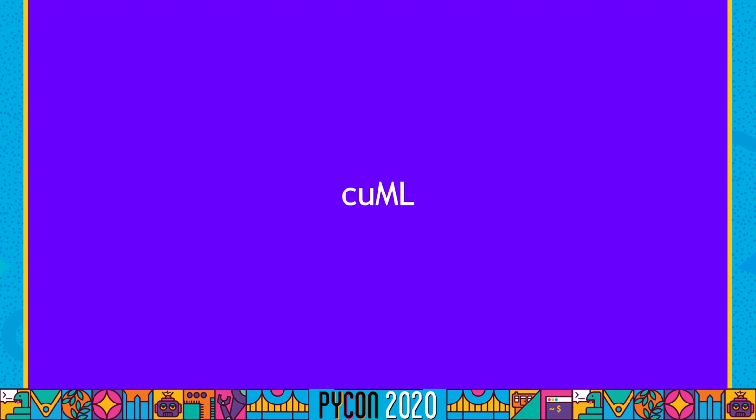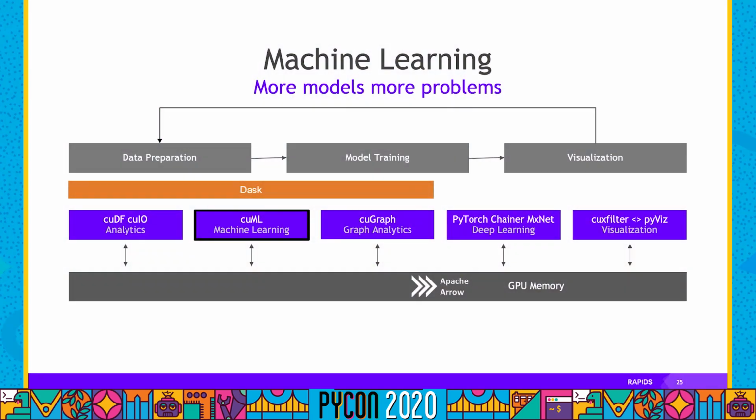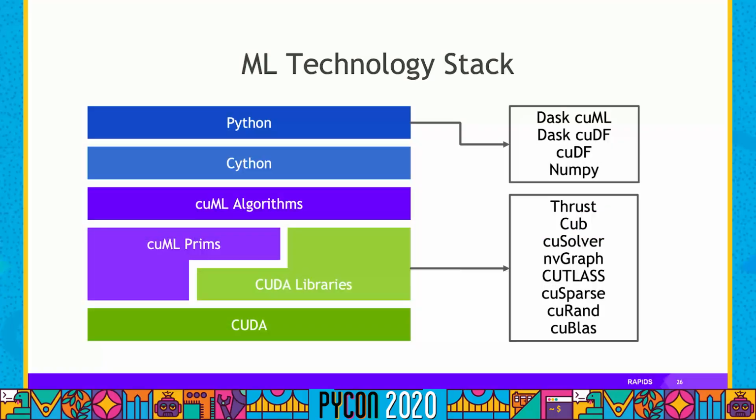cuML starts where typically we think the fun starts, right? This is the machine learning. This is where you want to get to. This is the whole reason, right? Again, cuML, part of our Rapids core. And when you think cuML, think scikit-learn, right? Essentially. This is the technology stack for cuML. And like you probably noticed, there's some similarities with cuDF.